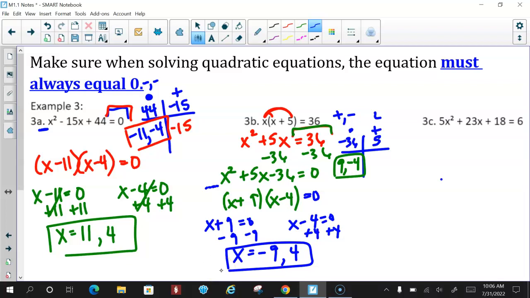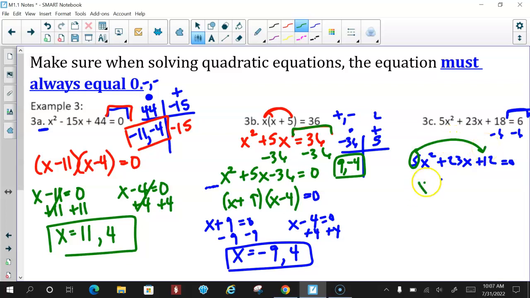Here we go. Well, first off, no distribute, like 3B. But our equation always has to equal what before we get started? 0. So how do we get this to equal 0? Subtract the 6 from both sides. Good. So here we're actually going to solve 5x squared plus 23x plus 12 is equal to 0. Now, notice GCF, because a is greater than 1. Is there a greatest common factor, or is there even a common factor between 5, 23, and 12? No. So just like before, we're going to go ahead now and do bottoms up.